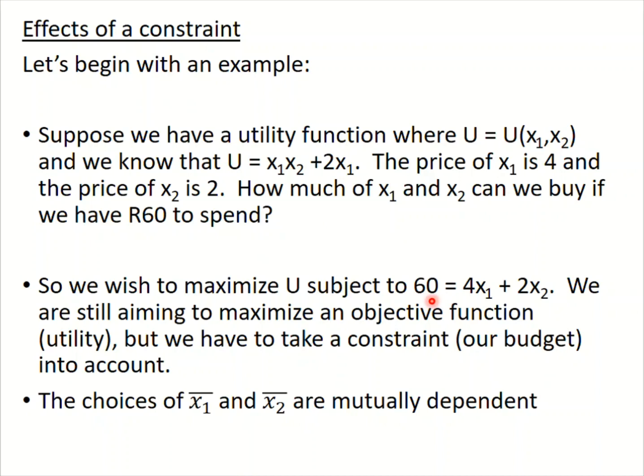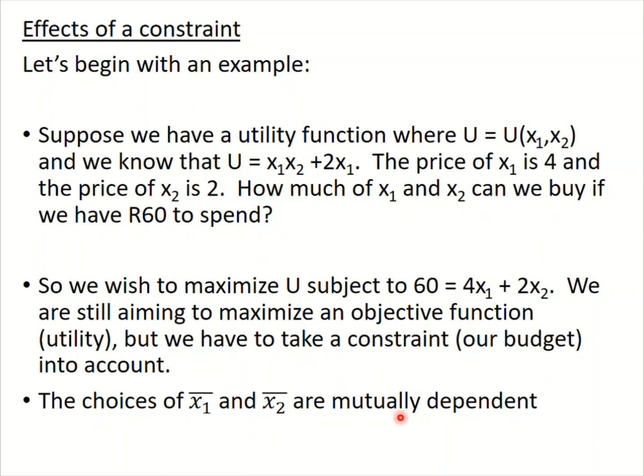Okay, so we are still aiming to maximize an objective function as we did in the previous topic. Our objective function now is our utility function, but the big difference, of course, is we now have a constraint and we have to take that into account. And in this example, our constraint is our budget. All right, so as we said on the previous slide, the choices of X1 and X2, these are linked, okay?